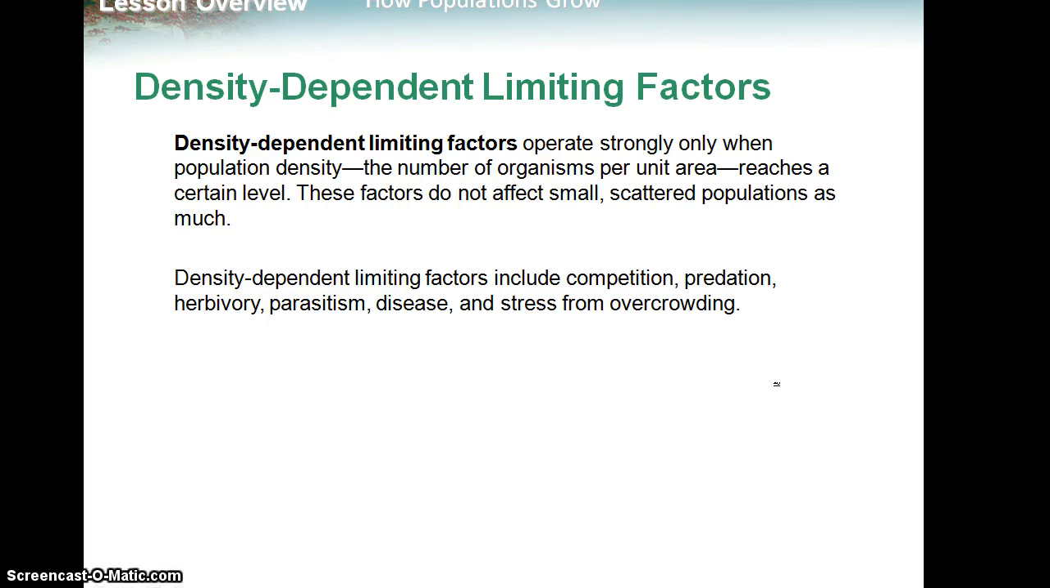There are going to be some limiting factors that affect that carrying capacity. Some of them are density dependent, meaning it's going to depend on the number of organisms within the area. If that number is really large, then competition becomes greater. That is the density dependent limiting factor. Disease is going to be more easily spread because there are more individuals coming in contact with one another. Individuals are going to become more stressed because of the overcrowding. So all of those are going to depend on the number of organisms that are in that area.